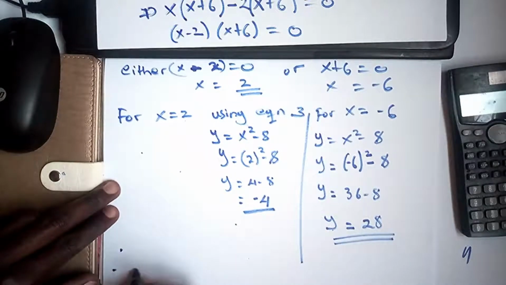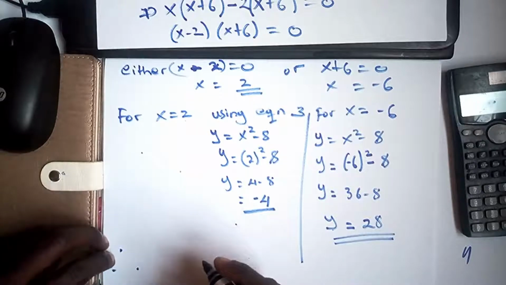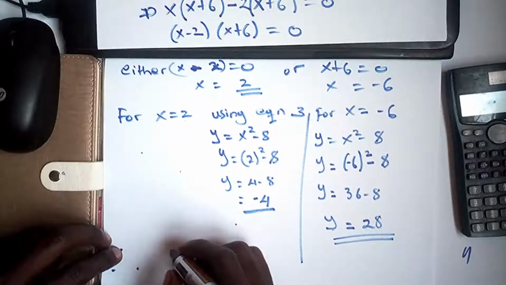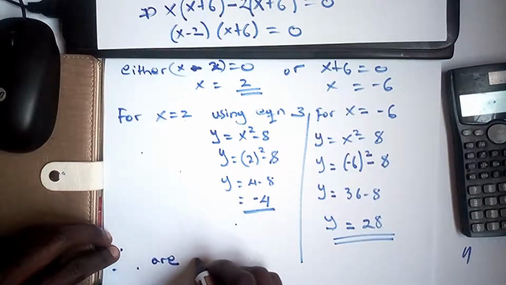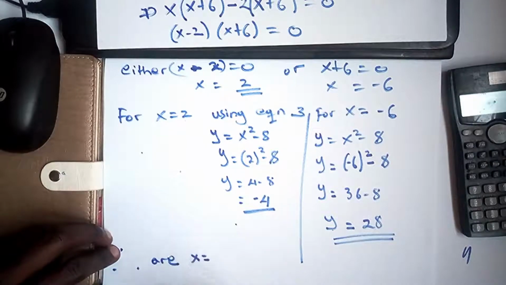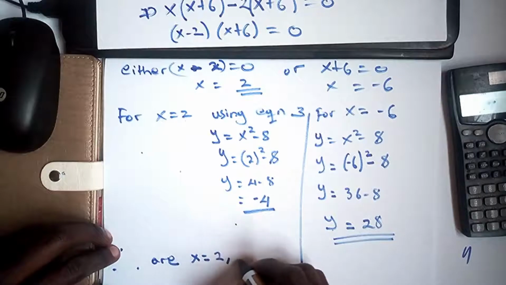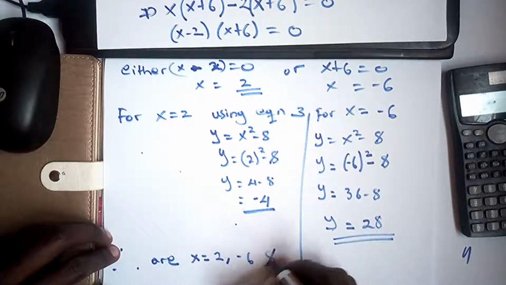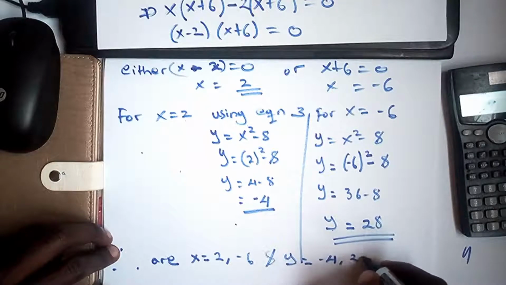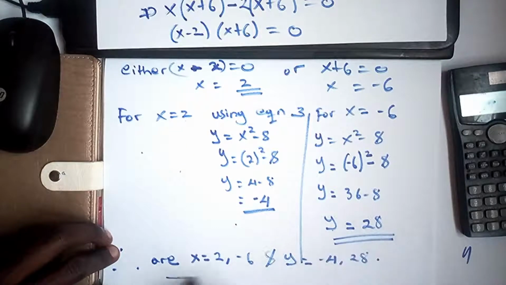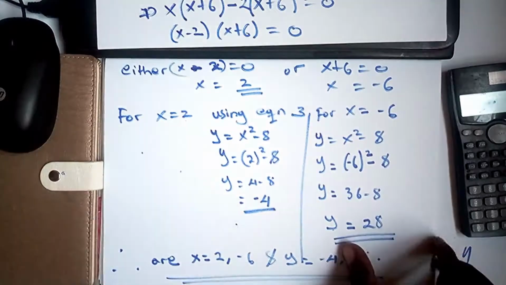Therefore, we can conclude and say the values of x and y are x as 2, negative 6, and y is negative 4, 28. Okay.